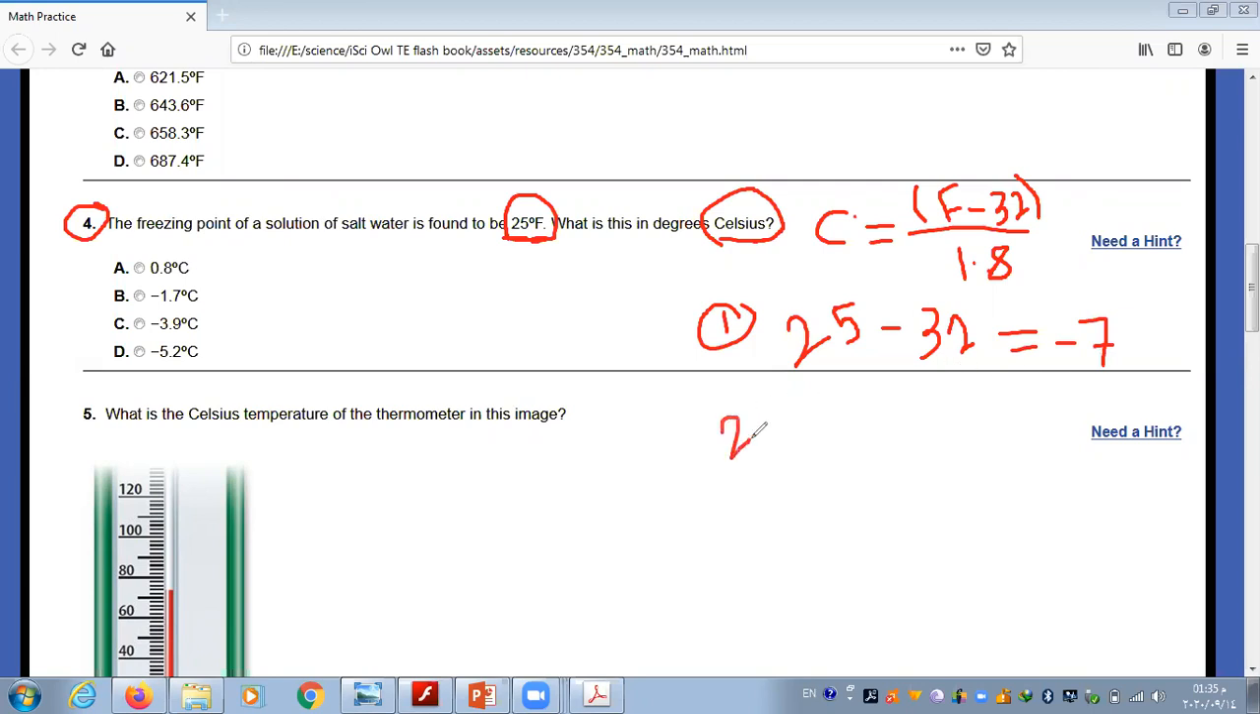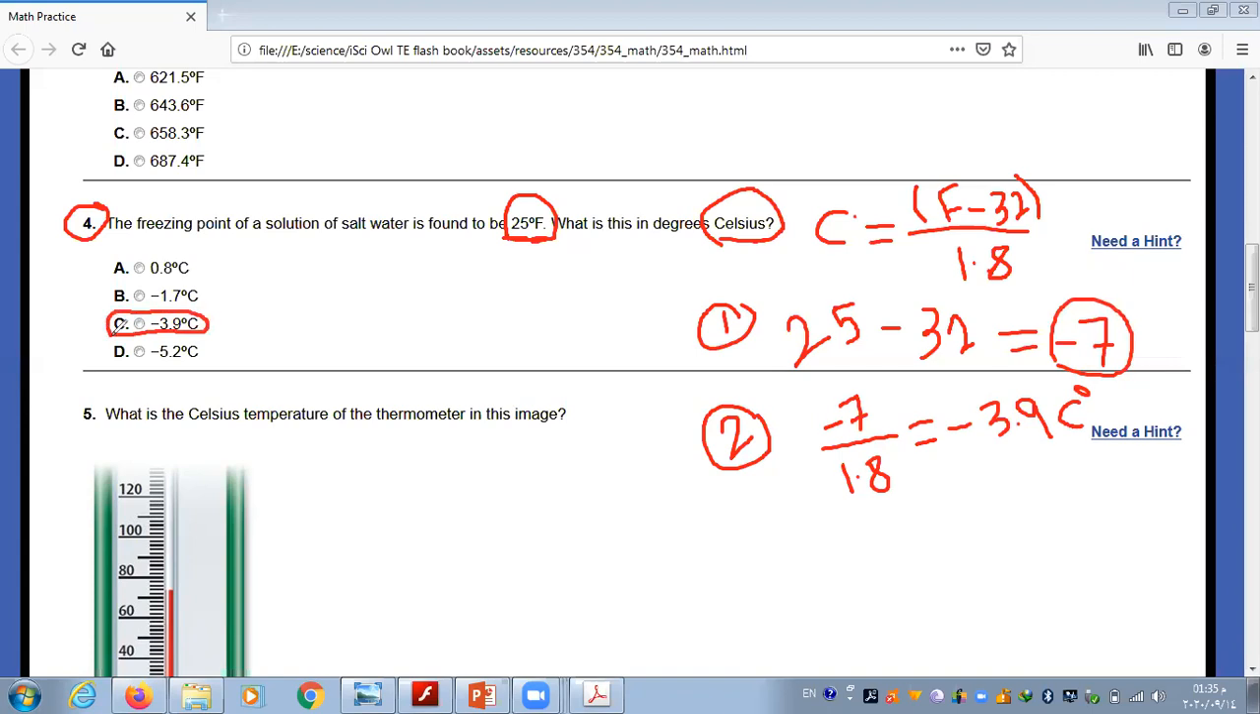What is the next step? The second step, divide by 1.8. We'll take this product and divide over 1.8. So make a fraction, minus 7 over 1.8. Use the calculator. What will be the result? Negative 3.9, and we are talking about Celsius degrees. Minus 3.9.